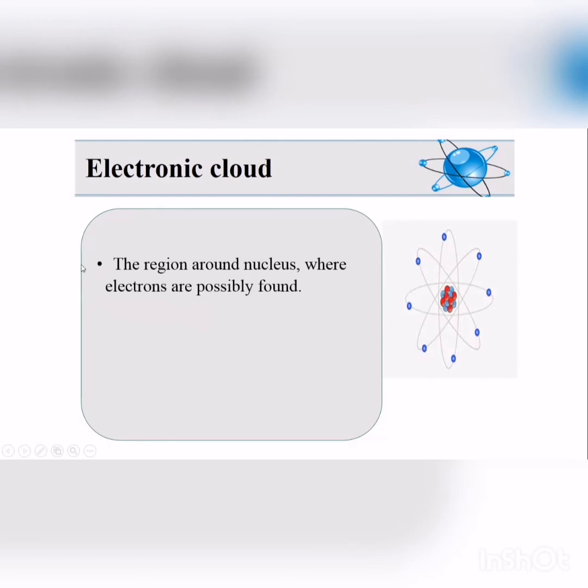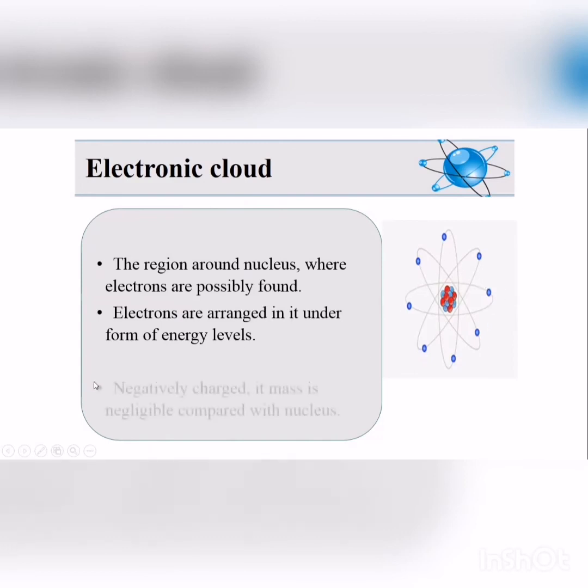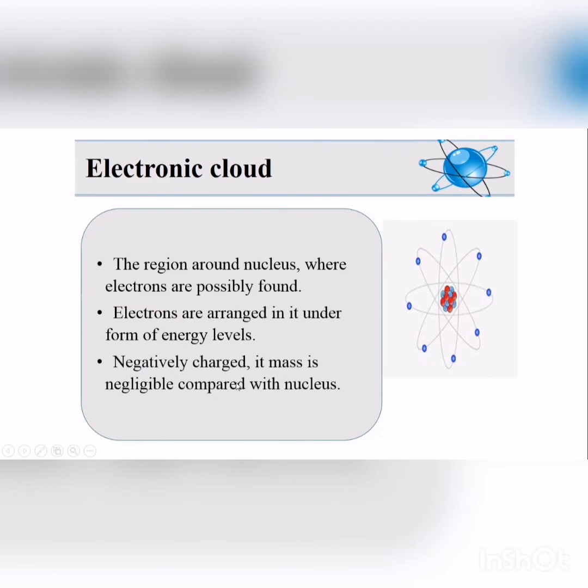Another component, the electronic cloud. The electronic cloud is the orbits around the nucleus where electrons can possibly be found. It is the region around the nucleus where electrons are possibly found. It contains electrons, which are arranged in it under the form of energy levels or orbits around the nucleus. It is negatively charged, and its mass is negligible compared with the nucleus.